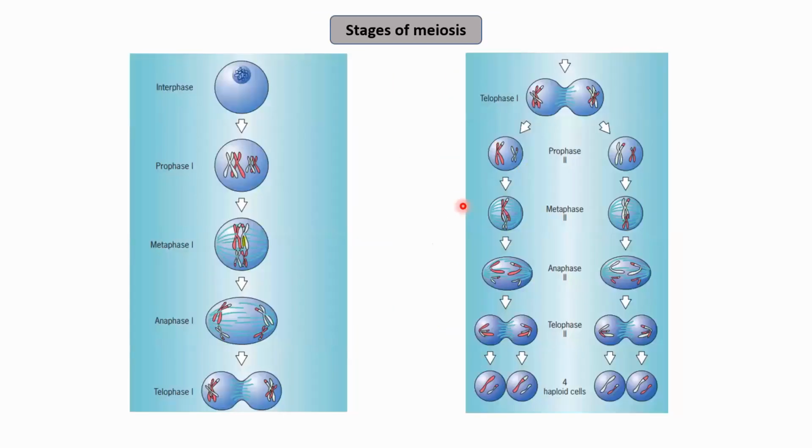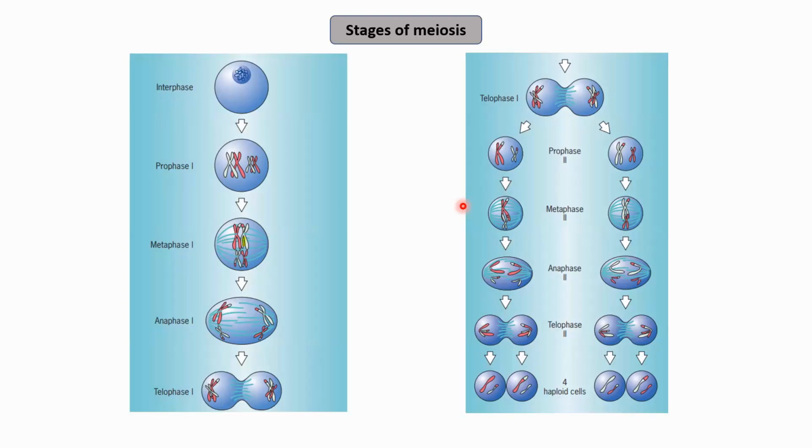So this is the representation of the different stages of meiosis. The left hand side represents interphase followed by prophase 1, where there is formation of chiasmata and recombination happens. This is followed by metaphase 1, where the homologous pairs of chromosomes are arranged at the equator, which is followed by anaphase 1, which leads to the separation of the pair of homologous chromosomes from each other.